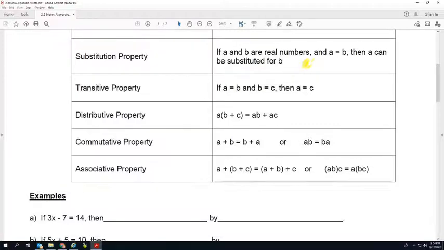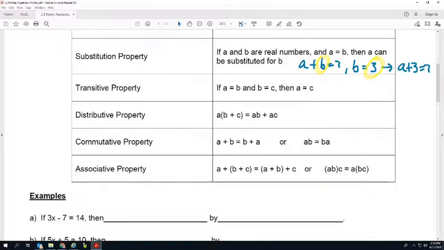For example, let's say I have A plus B equals 7, and I also tell you that B equals 3. Then I'm able to say that A plus 3 equals 7, and the reason is that I'm using substitution. What I've done is substitute in 3 for this B right here. That's using the substitution property.